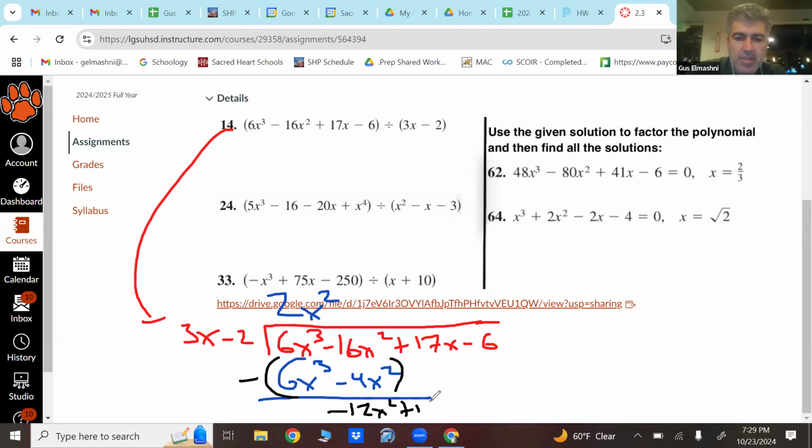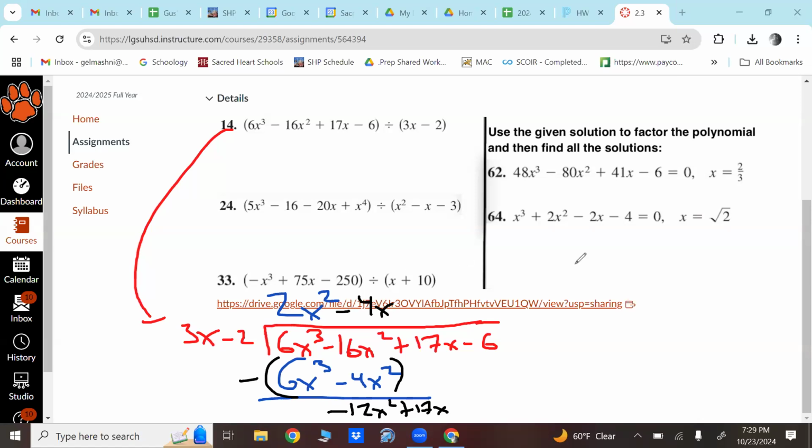Bring down the 17x. Then what you want to do is multiply this by negative 4x. Geez, I ran out of space here, didn't I? That was not smart.